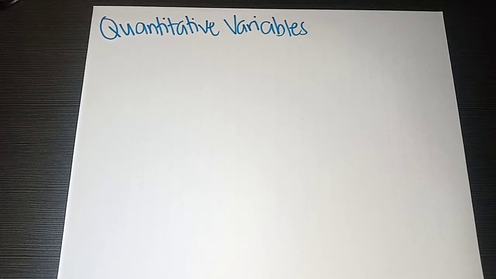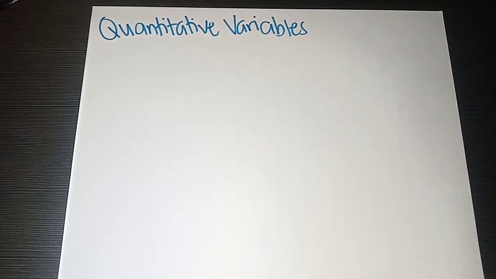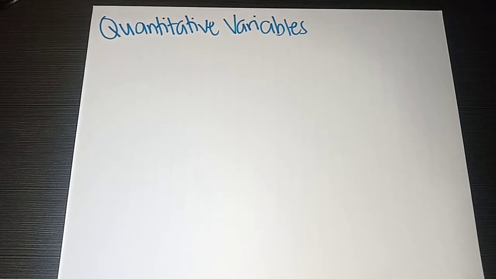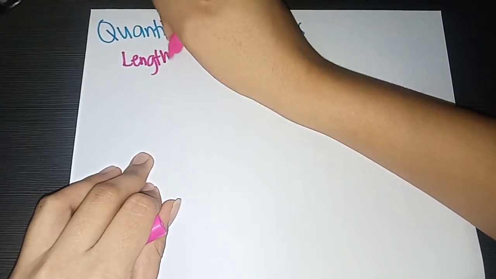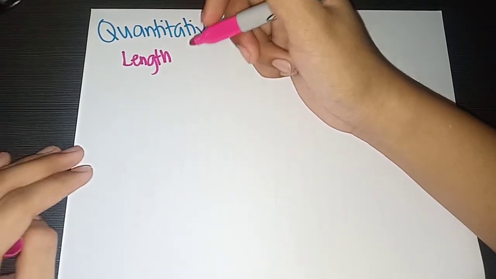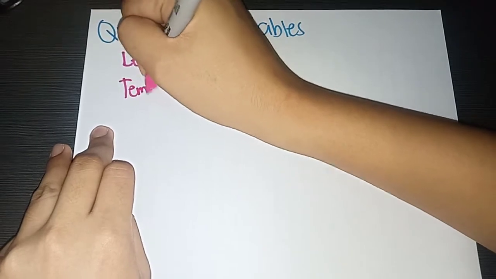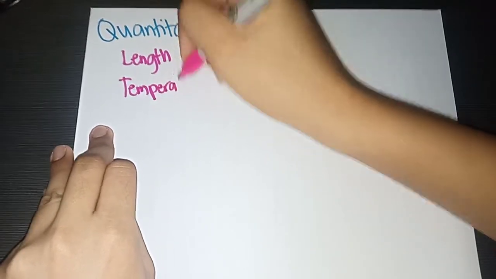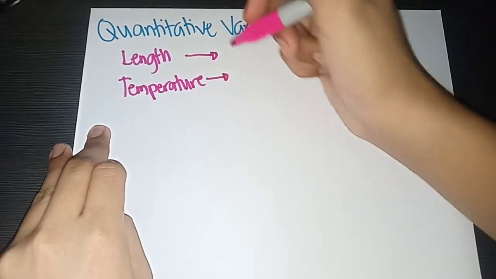So in continuing our discussion pertaining to variables, we have the second general type of variable, which is the quantitative variable. For instance, we have the variable length, or the characteristic length. Another example, let's say we have the characteristic temperature. Let us try to list down some possible values for these two variables.